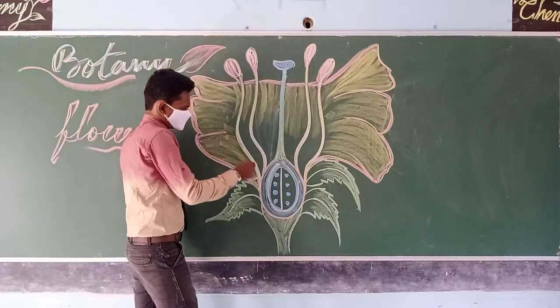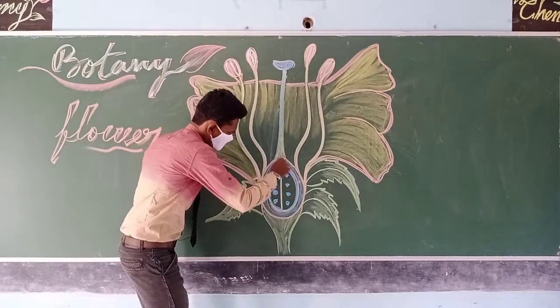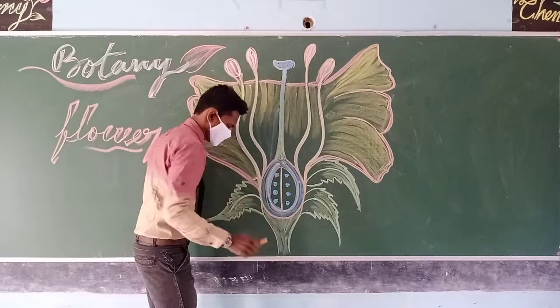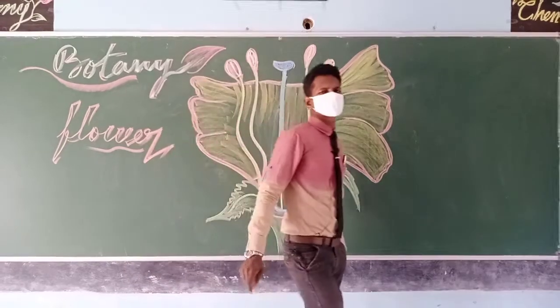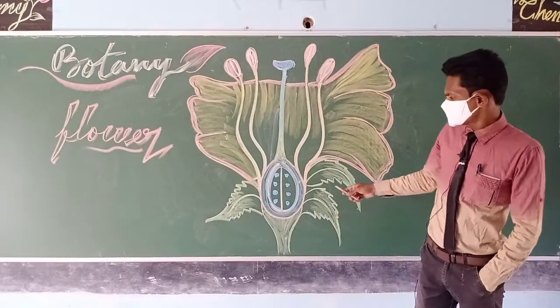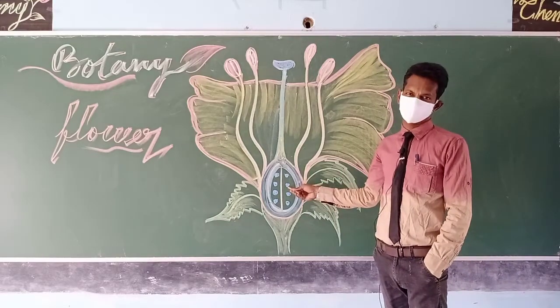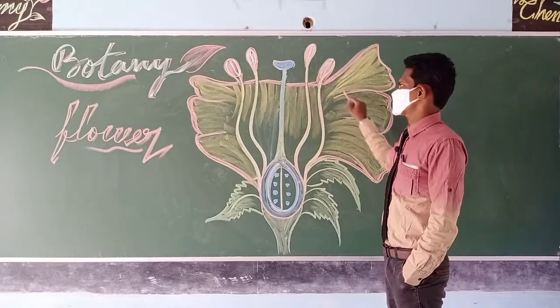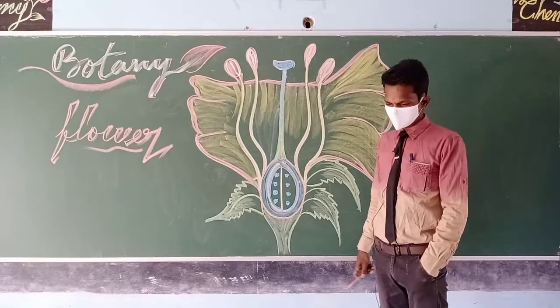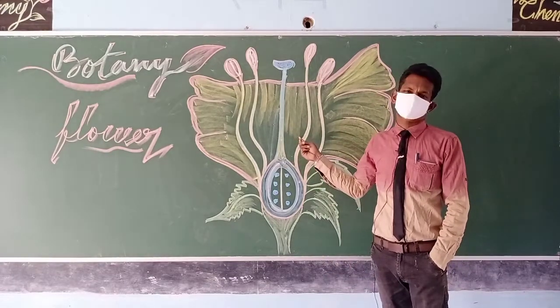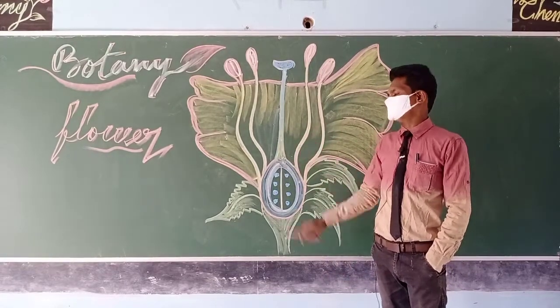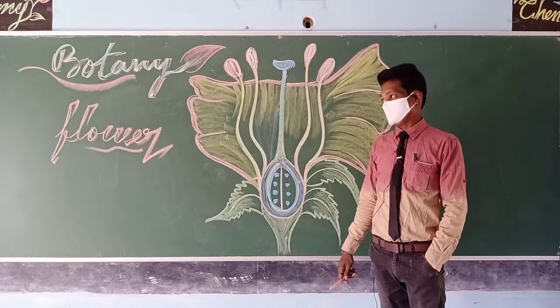Finally, after fertilization, the entire ovary develops into a fruit and the ovules develop into seeds. So this is the explanation regarding our flower, LS of Hibiscus rosa-sinensis.